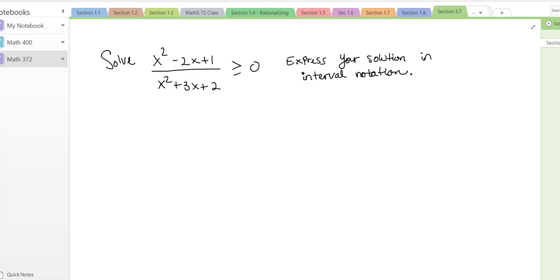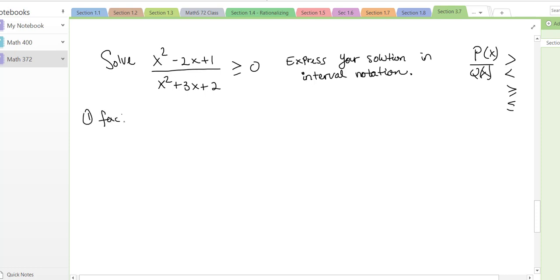Hey there, in this video we're going to work on solving rational inequalities. So a rational inequality is something that looks like this. You have p of x over q of x, and then you have one of the inequalities: greater than, less than, greater than or equal to, or less than or equal to something else. Usually 0. If it's not equal to 0 on one side, you've got to make sure it's equal to 0 on one side.